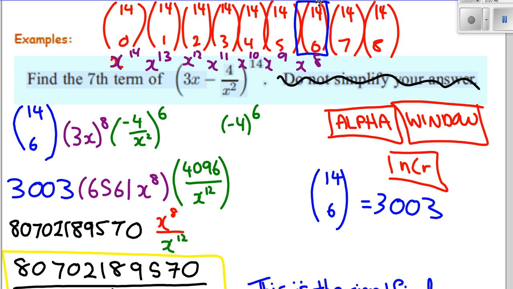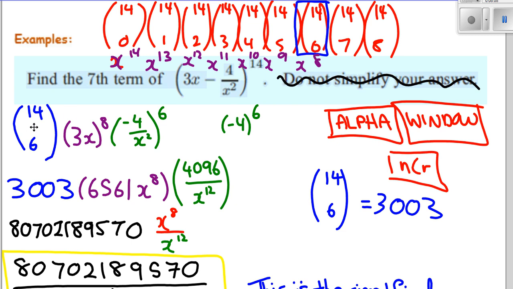If you just guessed off the top of your head, sometimes people say by mistake it's 14C7. So writing it out painfully like this doesn't take too long, and it can avoid you making that mistake of thinking it's 14C7. It's because r starts at 0. So the 7th term will actually be 14C6. So 14C6 is our little coefficient.